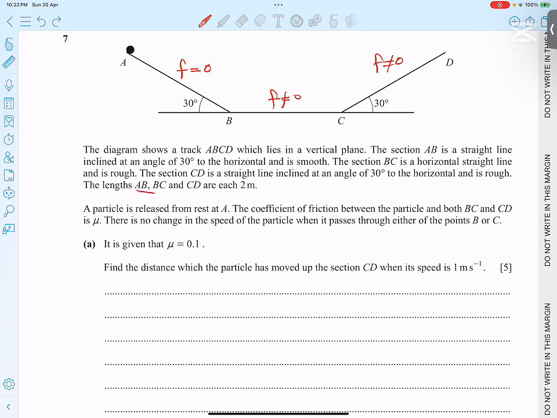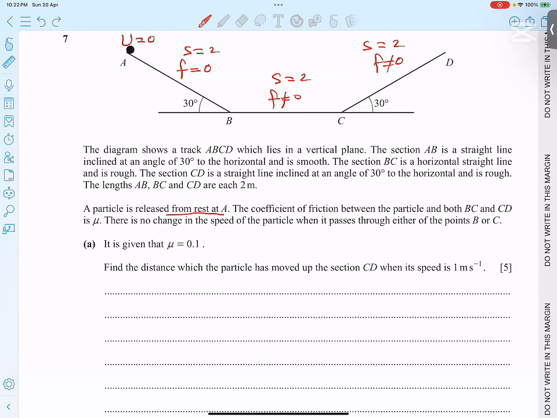Okay, and each length AB, BC is 2 meters. So it means very clear. I write S is equal to 2 meters. A particle is released from rest at A, so it means starting velocity at A is equal to 0. Coefficient of friction between B to C and C to D is mu. It means here mu and here mu. Both are mu, very clear.